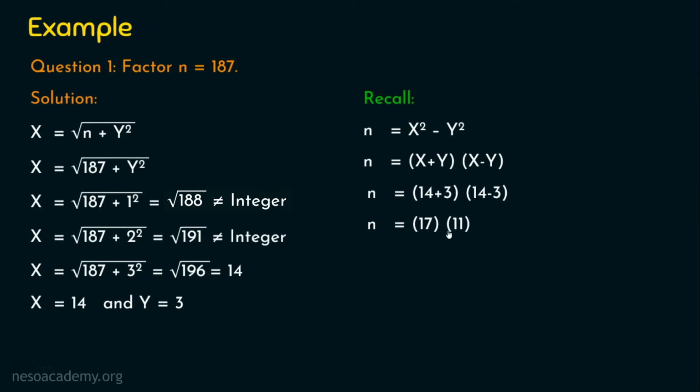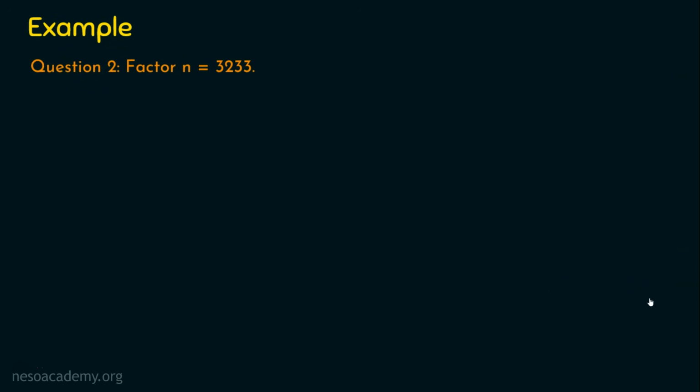These are the two prime numbers where the product of these two prime numbers is 187. So 187 is equal to 17 into 11, where the prime factors are 17 and 11. So the answer for this question, factor n is equal to 187, is 17 and 11. Let's see one more example. Let's see example number 2.